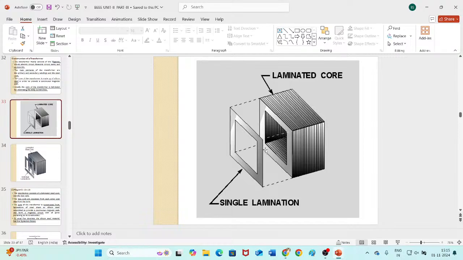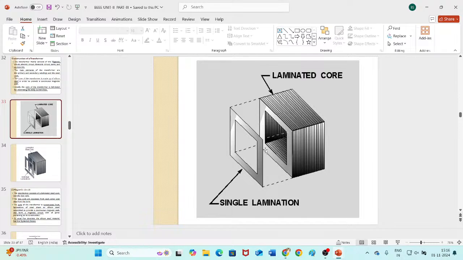Magnetic circuit. What is magnetic circuit? Magnetic circuit is formed by the flux. The flux starts its journey from the limb of the primary winding, travels through the limb of the secondary winding and returns back to the primary winding limb. So it forms a complete closed magnetic circuit and electric circuit.